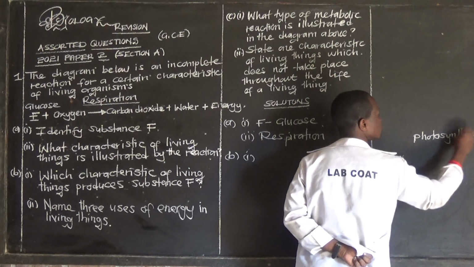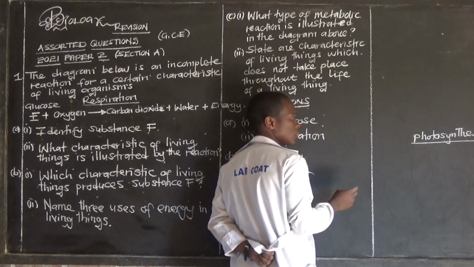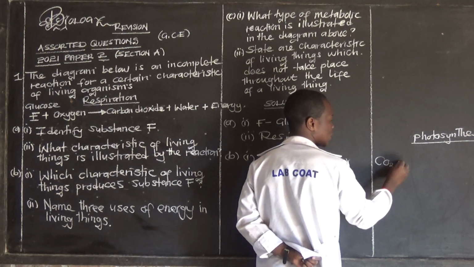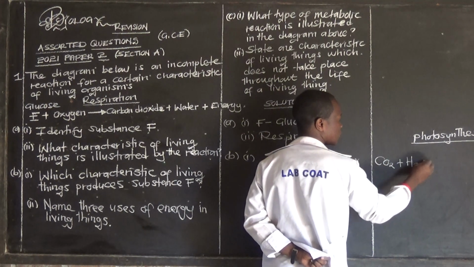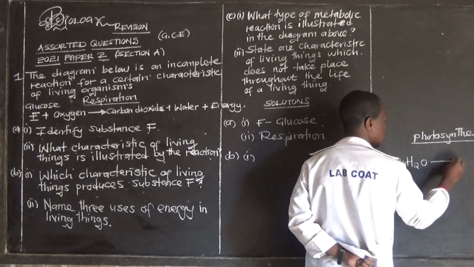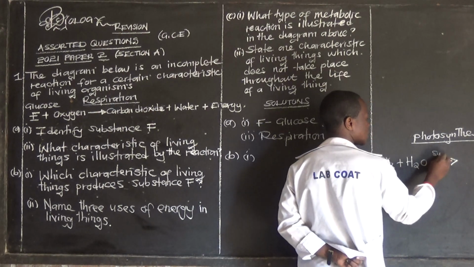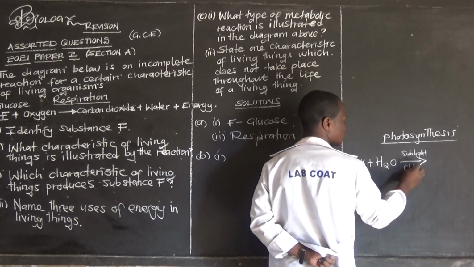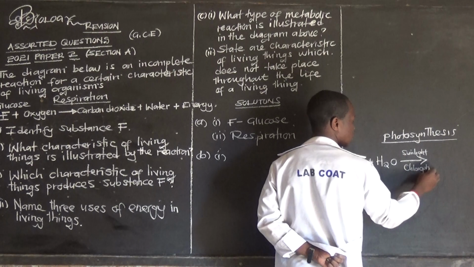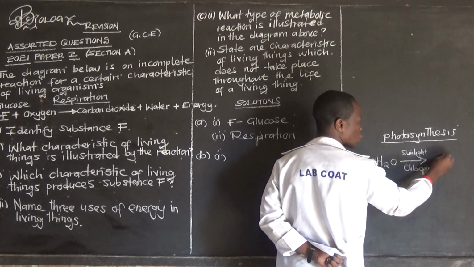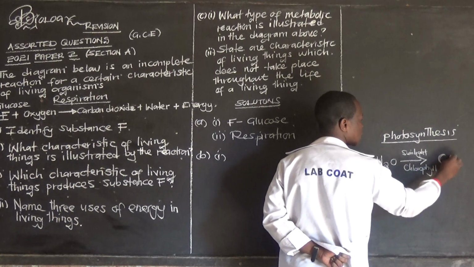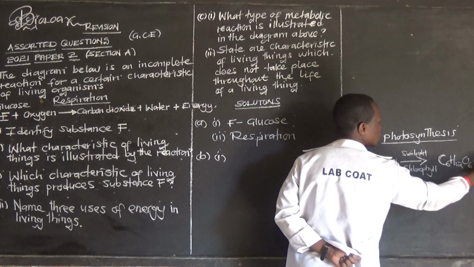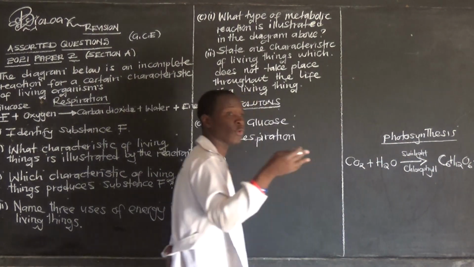Photosynthesis. We know the chemical equation for photosynthesis. Carbon dioxide plus water, in the presence of sunlight and chlorophyll, is equal to glucose, which is C6H12O6, plus oxygen. So this is the chemical equation.